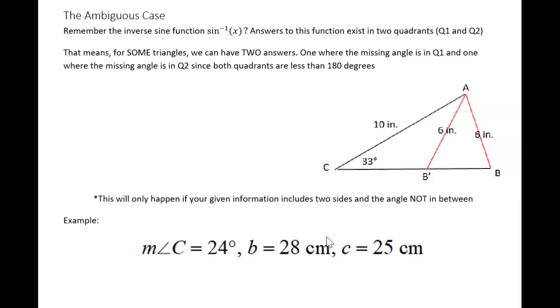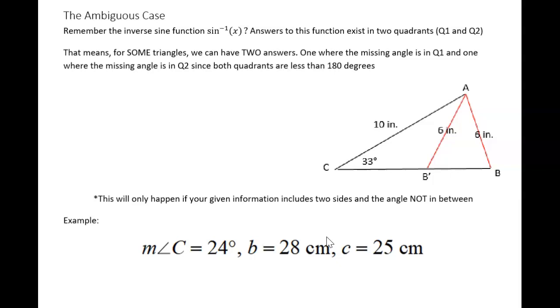Welcome back, Trigonometry, to part 2 of the Law of Sines lesson. In this portion of the video notes, we're going to be talking about something called the ambiguous case for law of sines. If you remember in a previous lesson for inverse functions, we talked about how inverse sine actually does exist in 2 quadrants, even though we restrict it to quadrant 1 only.